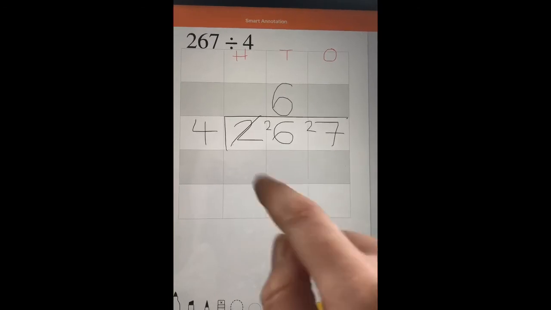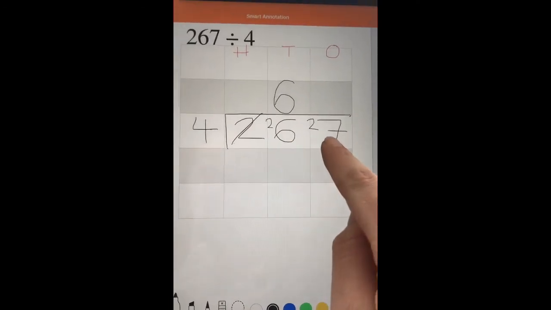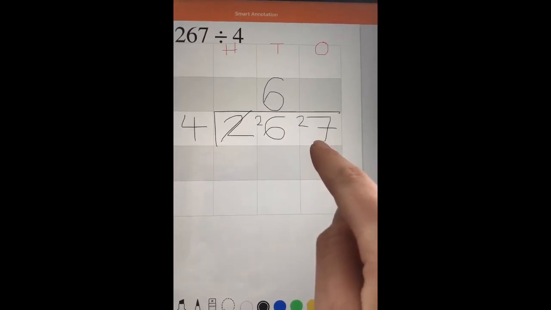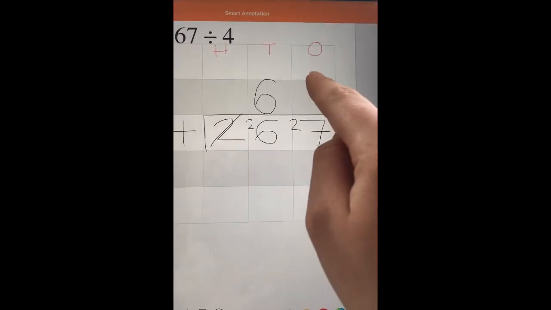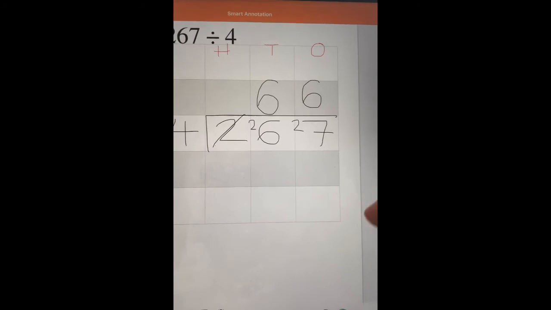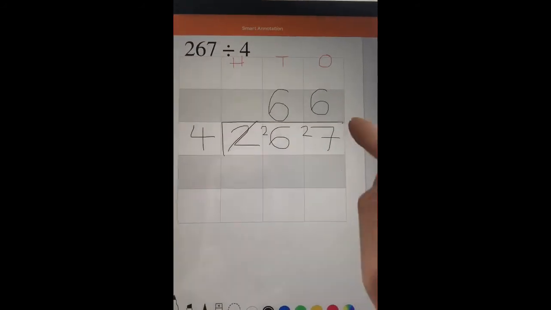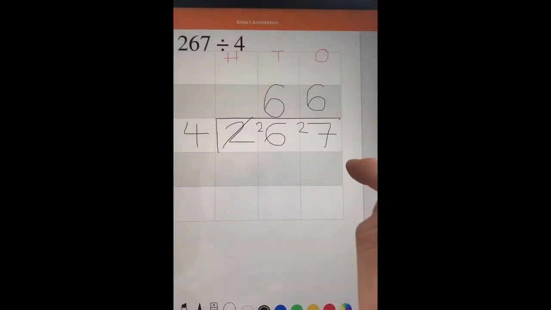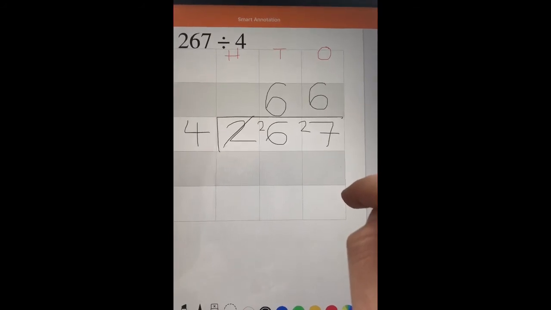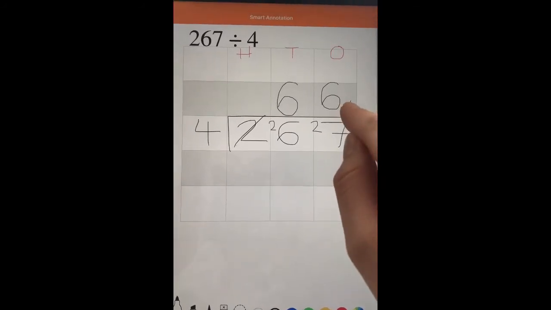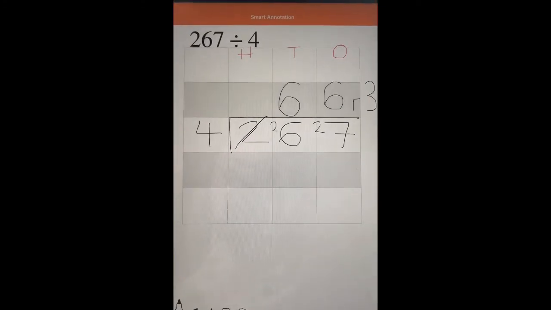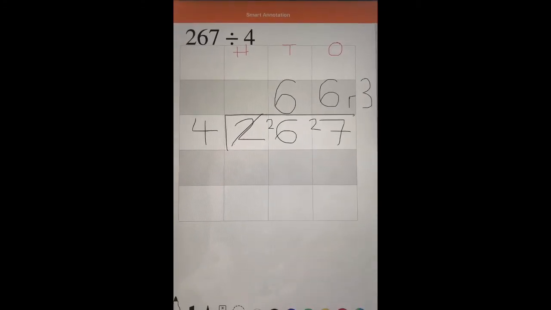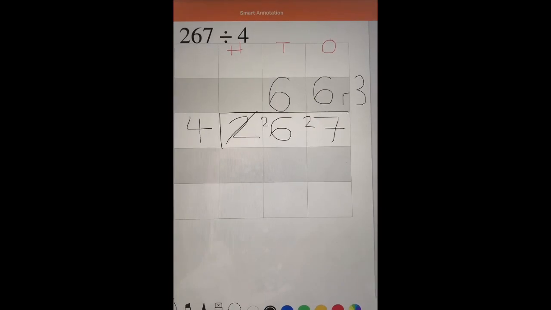And then we say to ourselves, how many lots of 4 are there in 27? That's the same. 6 lots of 4 is 24. But this time we have 3 left over. Now because I've come to the end and I don't have any other numbers to divide, we can just pop an R and put the 3 here. So 267 divided by 4 would be 66, remainder 3.